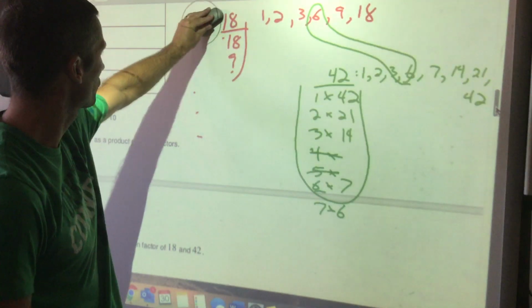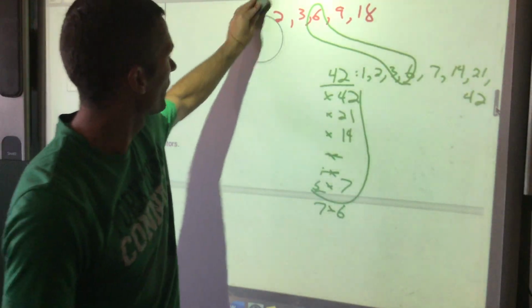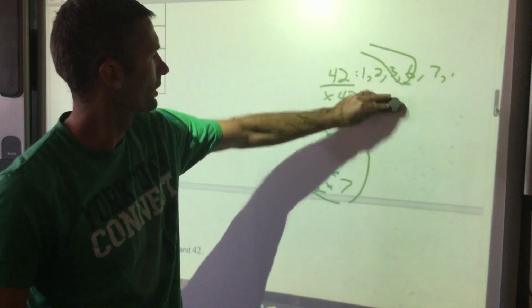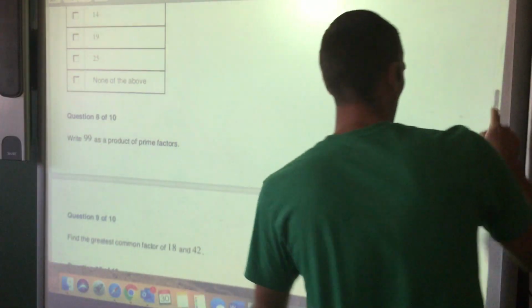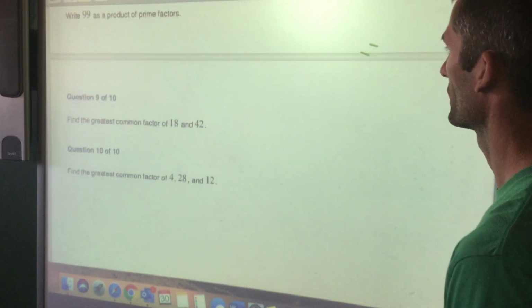Okay, don't get that confused with least common multiple. Least common multiple would be a pretty big number. We'd be multiplying. Multiples get big, factors are smaller.